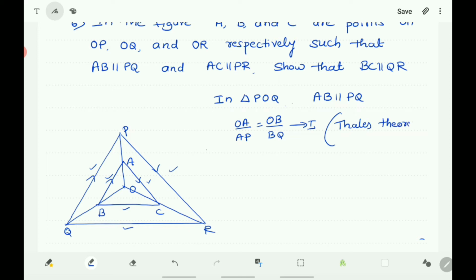Now again you take the triangle in which AC is parallel to PR, that is the triangle POR. In triangle POR, what is given here? AC is parallel to PR. So write the equal ratio. According to the Thales theorem, you know that AC divides the sides OP and OR in the same ratio, that is, OA by AP is equal to OC by CR, that is second here. The reason is the Thales theorem.